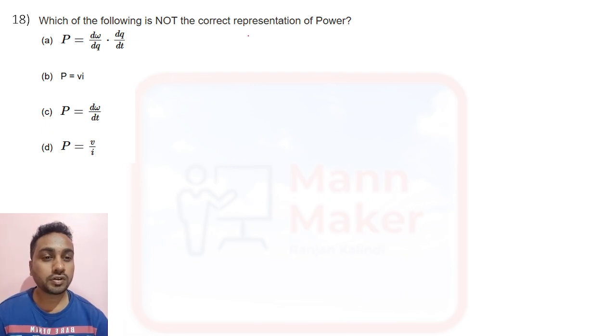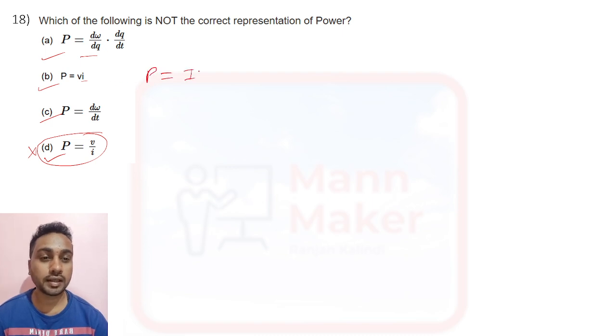Which of the following is not the correct representation of power? So here, if you see, this is the power formula, this is also a power formula, this is also a power formula, but this one is not a power formula. So option D is the right answer. You have to remember power formulas like this. One more is there: P equals I squared R.